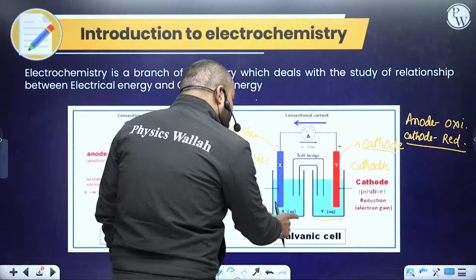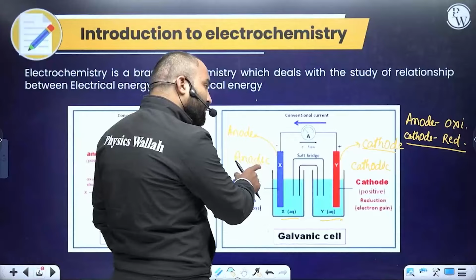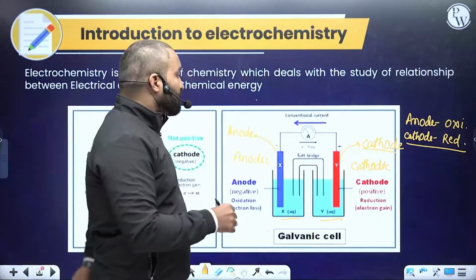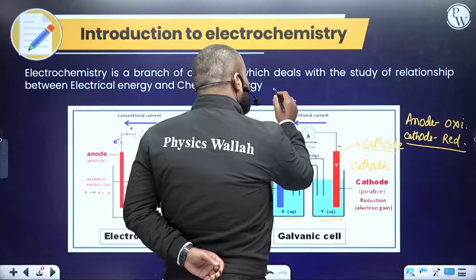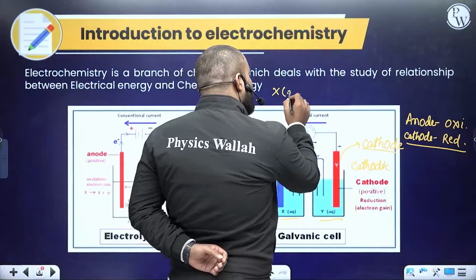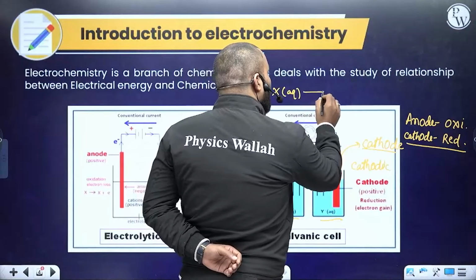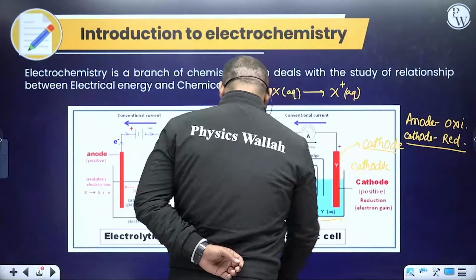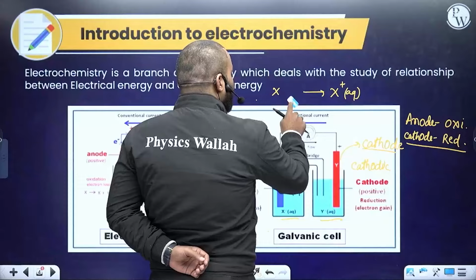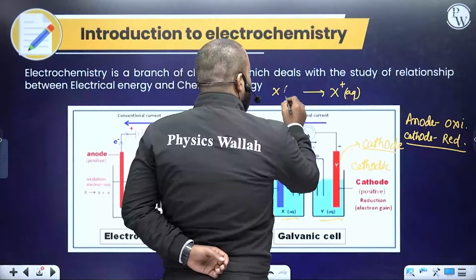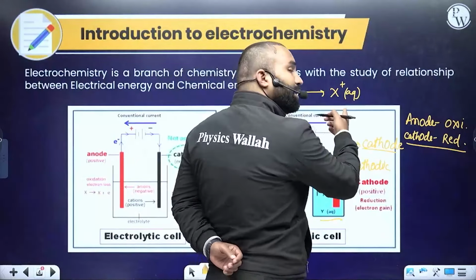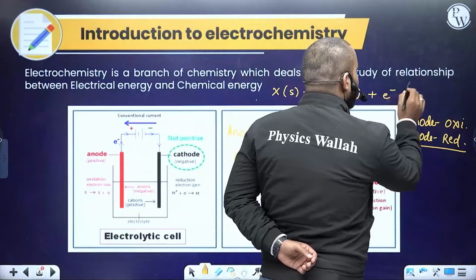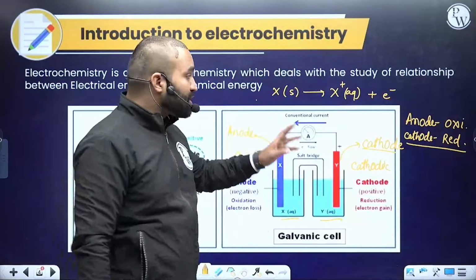So the anodic compartment, since it has the anode present in it, there will be oxidation happening. Now what is the oxidation process? Suppose I have X aqueous, which would like to undergo oxidation. I have now told you this is going to be X solid converting to X plus aqueous and then loss of electron. I have just written out a standard equation.